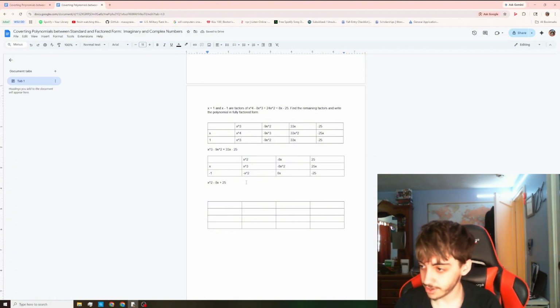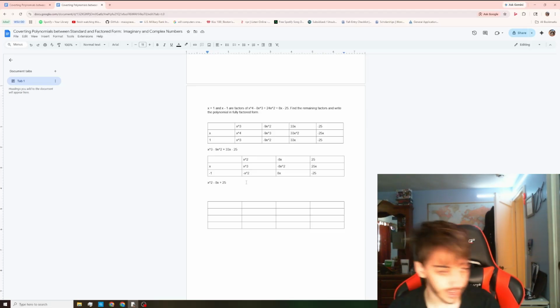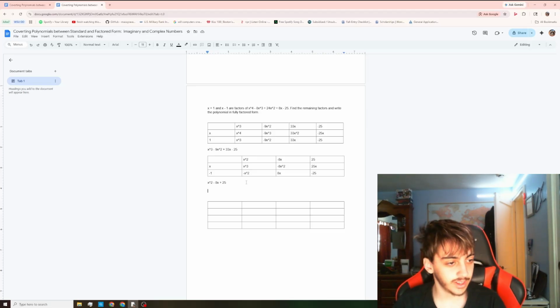So x is equal to negative b plus or minus the square root of b squared minus 4ac all over 2a. Let's get it done. Negative b is 8 plus minus the square root of b squared. That's going to be 64 minus 4 times a times c. c is 25, and then that's going to be all over 2a.